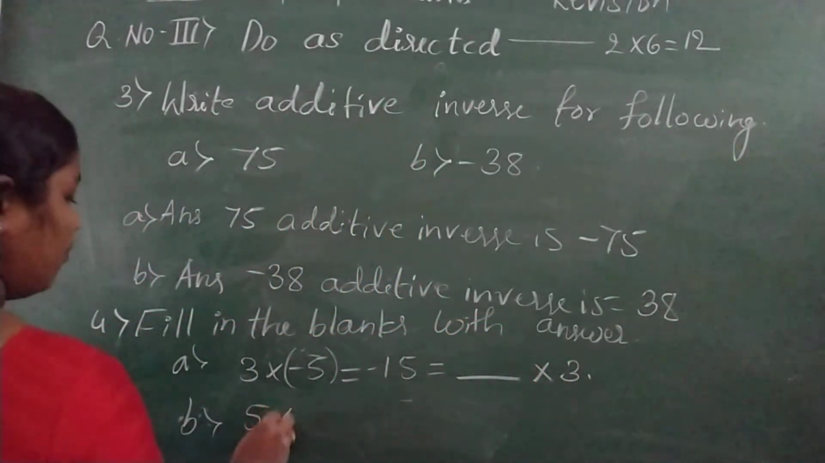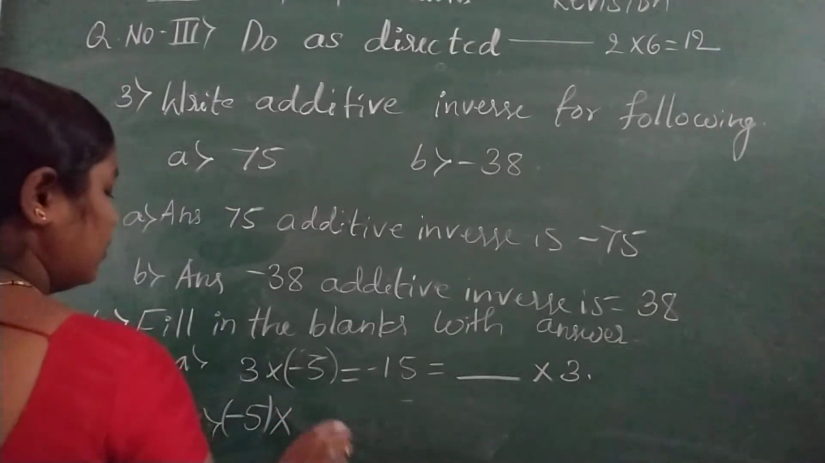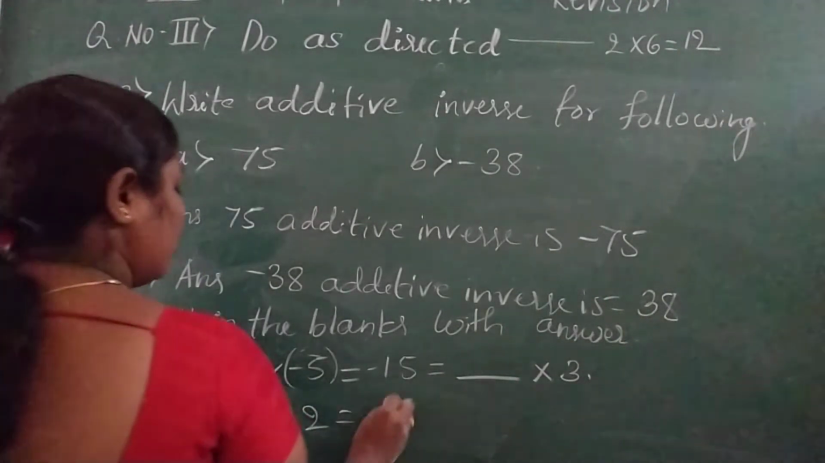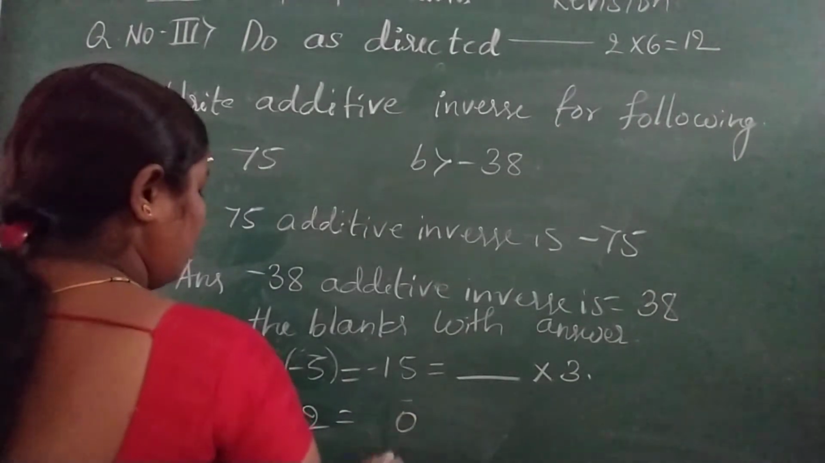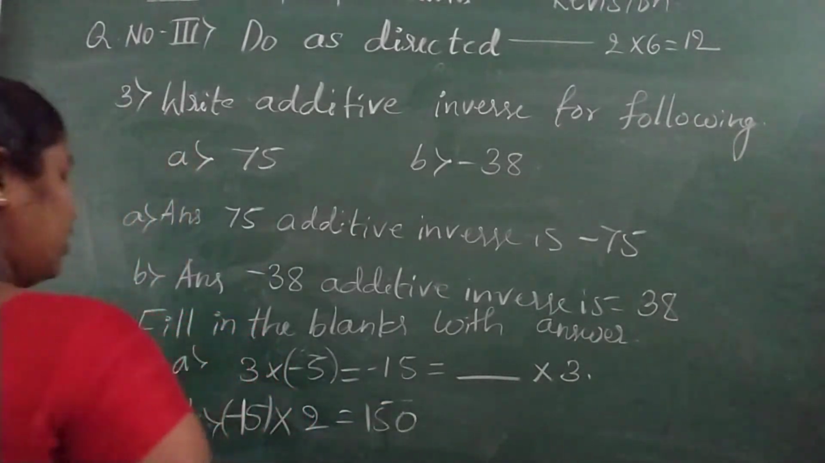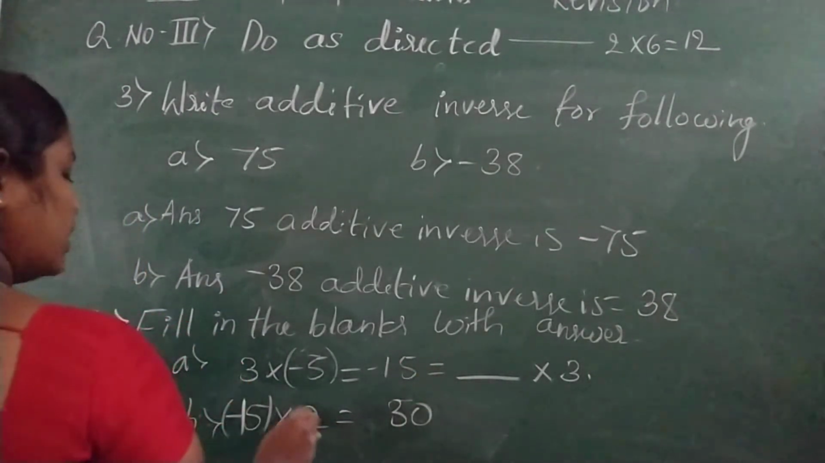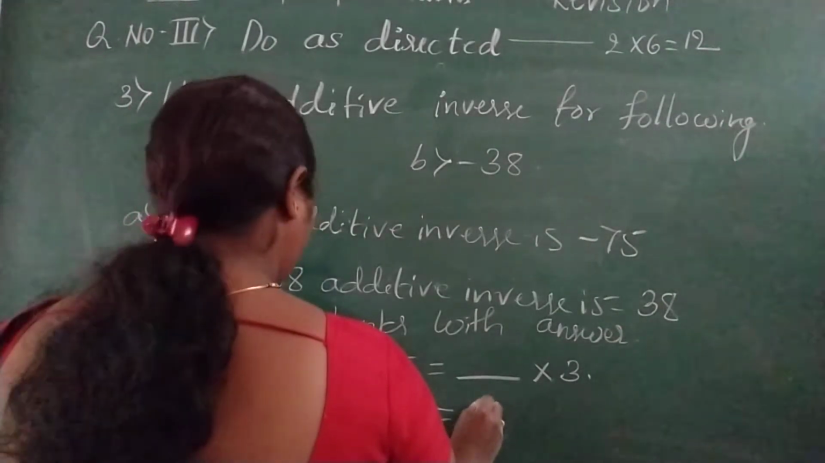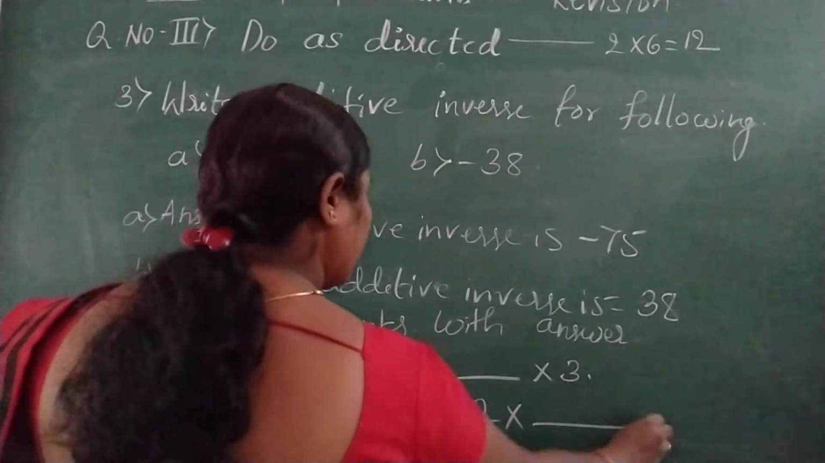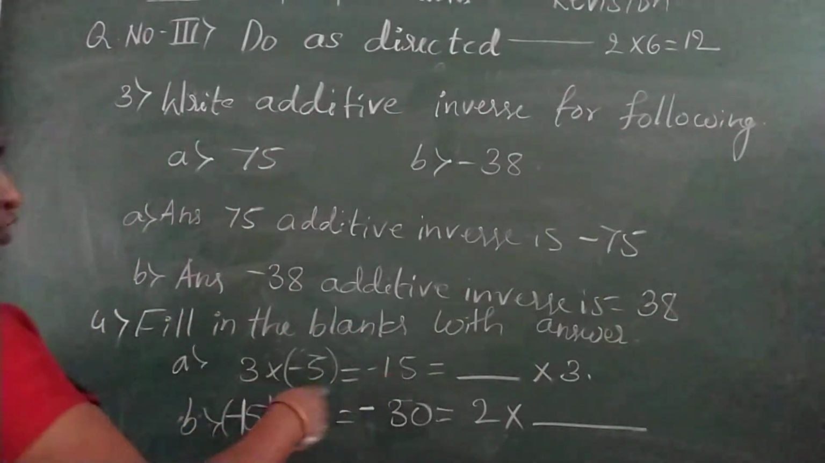B, 5 minus 5 into 2 is equal to minus 15 into 2 is equal to 150. 30 minus into plus minus is equal to 2 into dash. There are two blanks, so you should be aware of it.